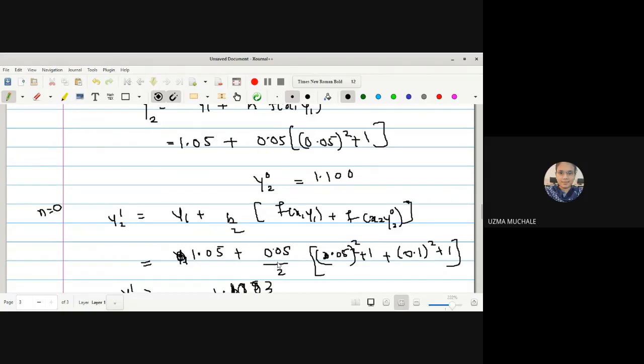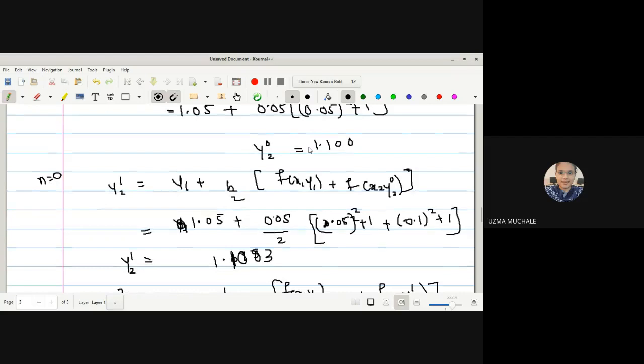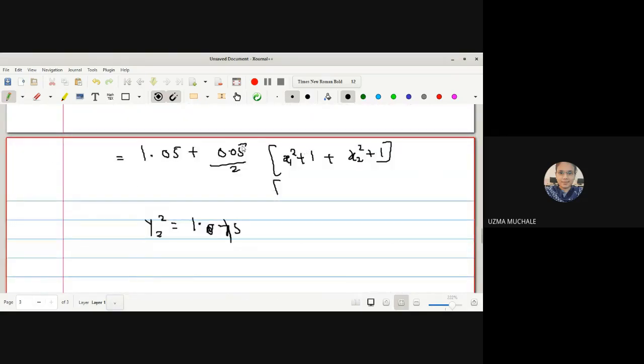Here also 0.05, 0.05, right? But there should be somewhat a small difference in the values. Whatever I got, I will tell it is 1.105. It is not simply 1.1, it is 1.105. So whatever values I have got, I will write here.